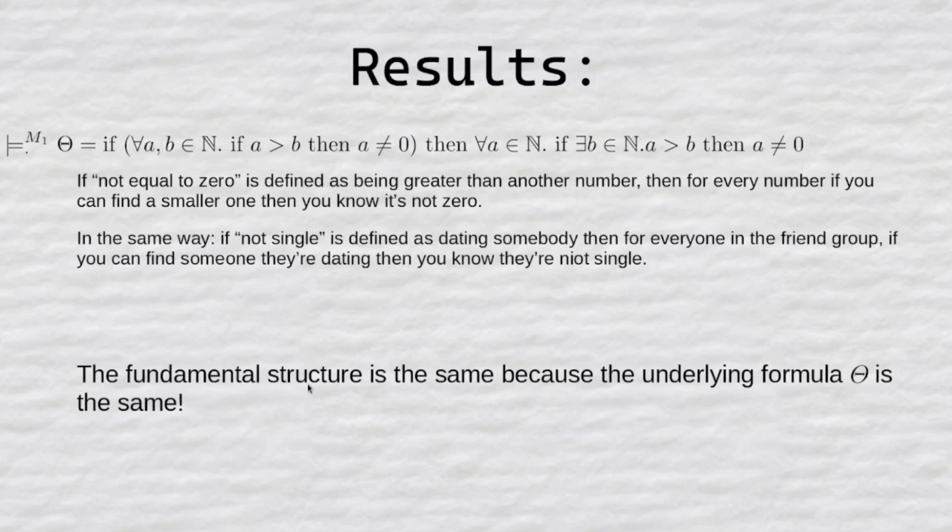The pattern we've seen in both of them is that we're defining what p of x is based off q of xy. So, for example, we're defining not equal to 0 as there is a smaller number than this. We're defining that 0 is the minimum value.